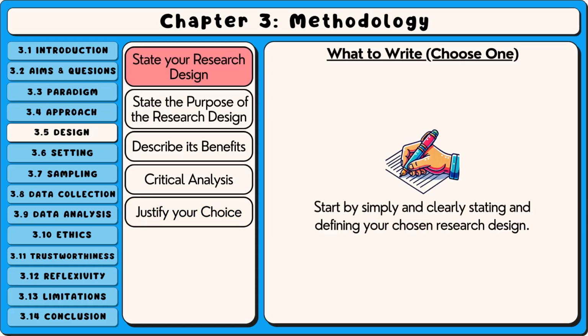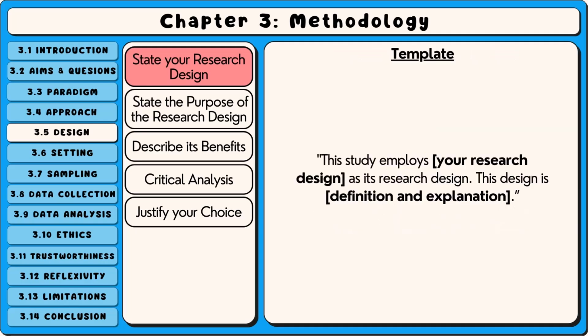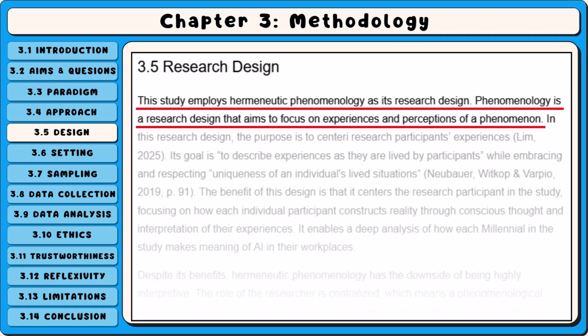Start by simply and clearly stating and defining your chosen research design. Here's a template. "This study employs," and then name your research design, and then continue with "This design is," and then define it. Here's an example. "This study employs hermeneutic phenomenology as its research design. Phenomenology is a research design that aims to focus on experiences and perceptions of a phenomenon."